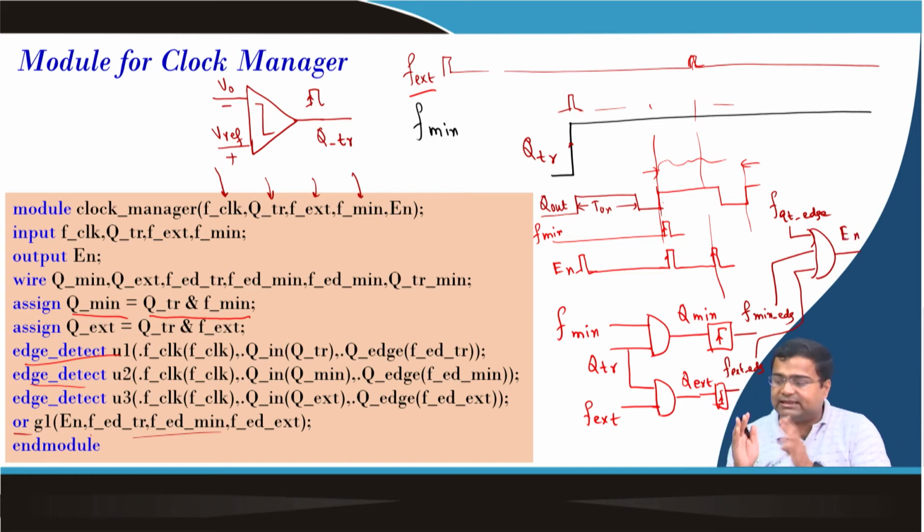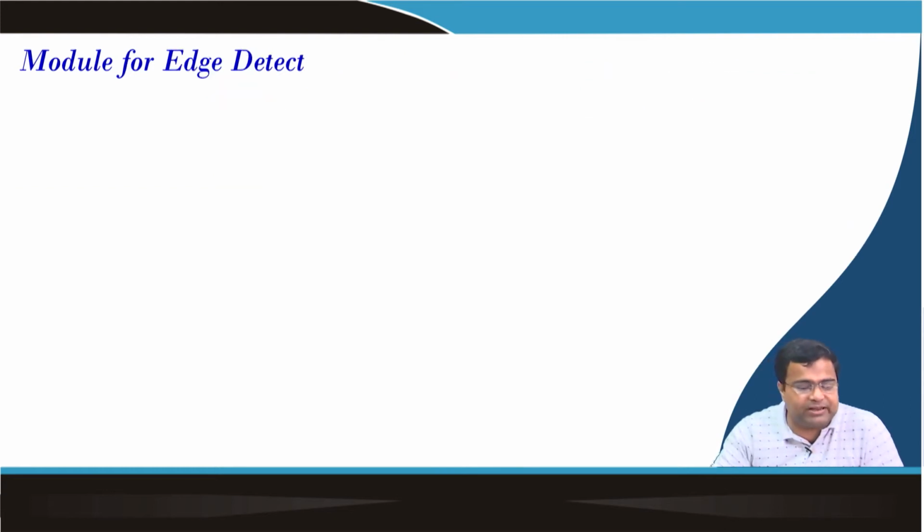That means the enable signal edge is an OR combination of the edge of the QTR, the edge of the F mean and the edge of the external. But all these edges will make sense in the timer only when you are allowed within this duration. If multiple edges come, it will not respond. So this completes the implementation.